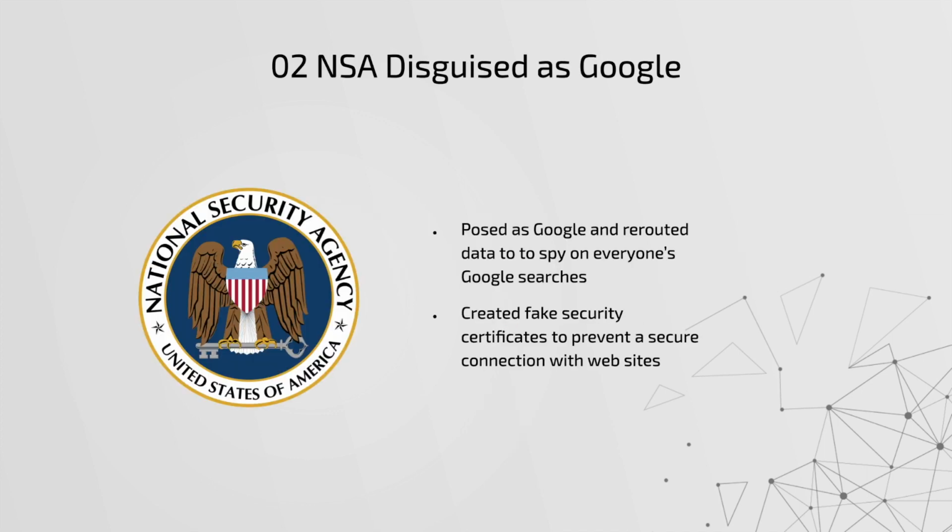This second example occurred in 2013, when a collection of NSA documents were leaked to the public, uncovering that the U.S. National Security Agency had posed as Google by intercepting traffic and spoofing SSL certificates. This made it possible to spy on anyone's Google searches. The documents revealed that data was rerouted to the NSA Central without either users or Google noticing. The attack was carried out by creating fake security certificates to prevent creating a secure connection through the SSL cryptographic protocol that is intended to authenticate websites.